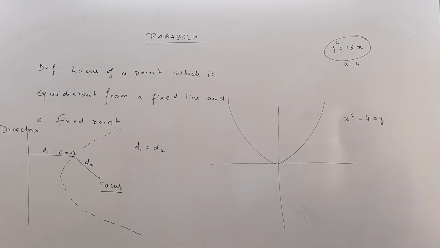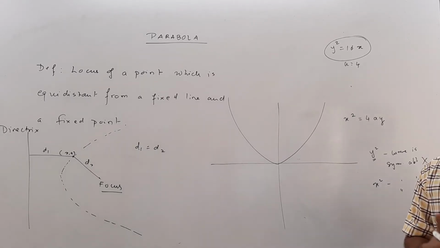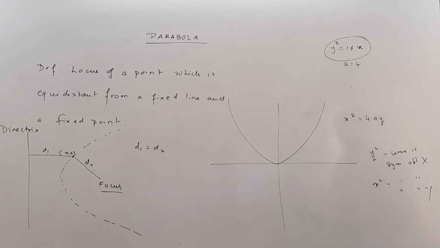So another conclusion that we can make is, whenever we have a term like y square, it means that the curve is symmetric about the x axis, and whenever we have a term x square, it means that the curve is symmetric about the y axis. This is one important conclusion that you have to remember with regards to this curve.